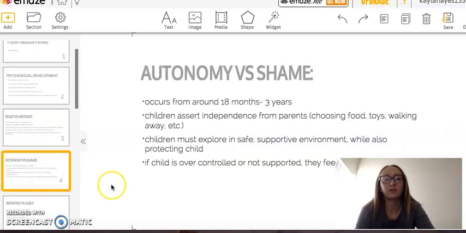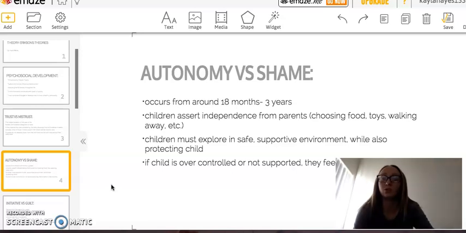And then the second stage is autonomy versus shame. So this stage occurs from around 18 months to 3 years. This is when children really begin to assert their independence from their parents. They begin making choices for themselves, like choosing their own food, toys, walking away from their parents, things like that. So basically, children must be given this opportunity to explore in a supportive and safe environment, but the parent must also protect the child and support them from any sort of failure. So there's kind of a balance there.